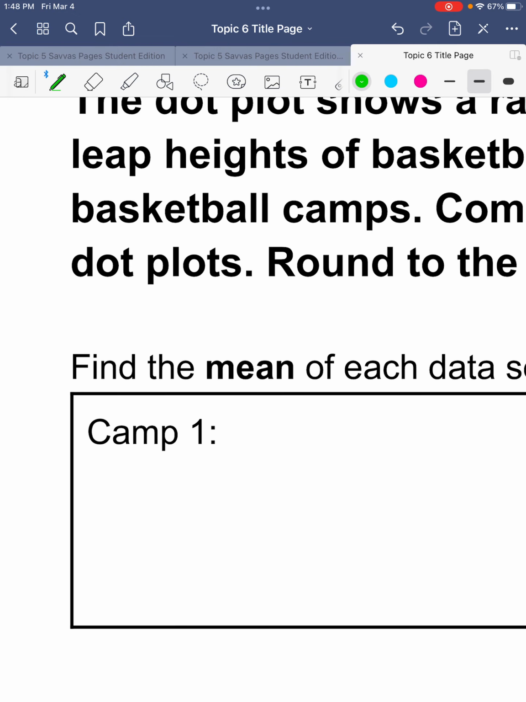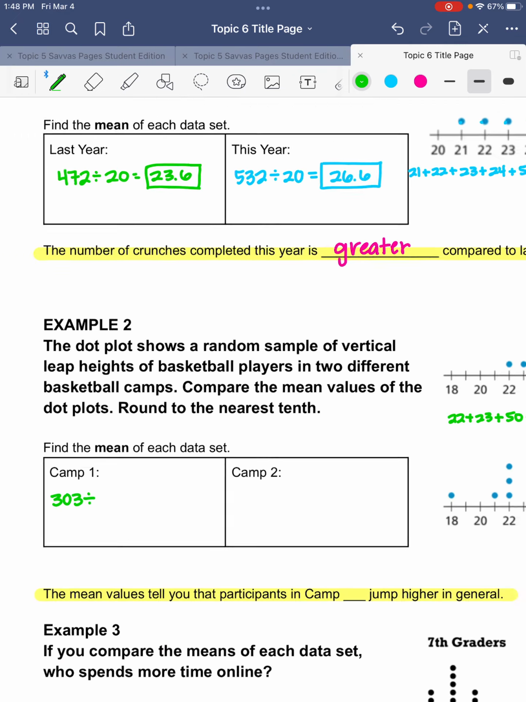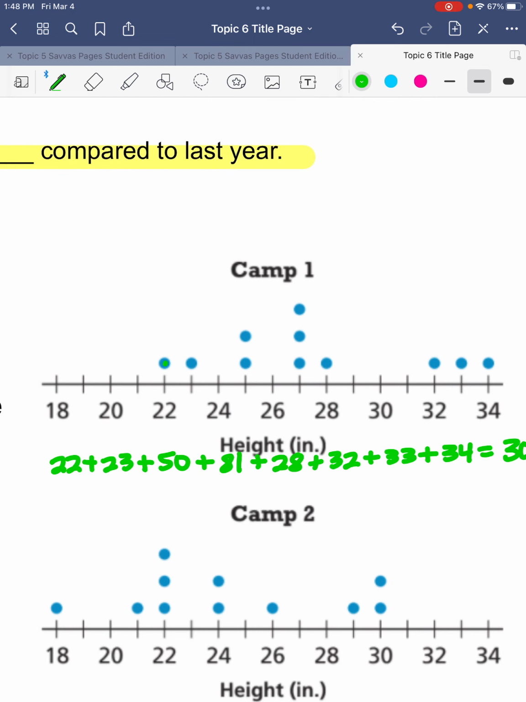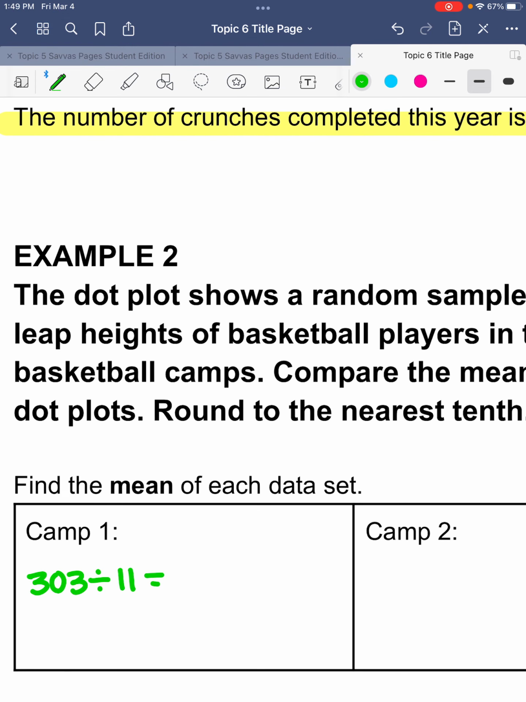So I'm going to take that sum and I'm going to divide it by the number of dots, and that's what's going to give me my mean. So how many dots were there? Well, there's 1, 2, 3, 4, 5, 6, 7, 8, 9, 10, 11. There's 11 dots. So 303 divided by 11. When I put that into my calculator, I get 27.54, and that 54 repeats. So 27.54 repeating is my mean.